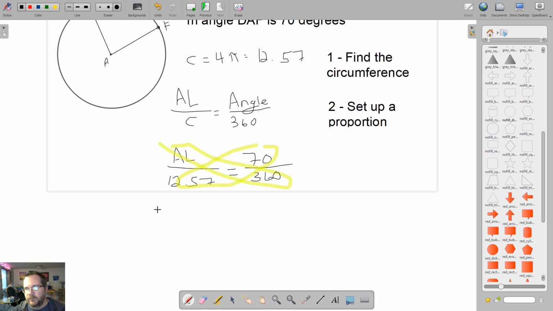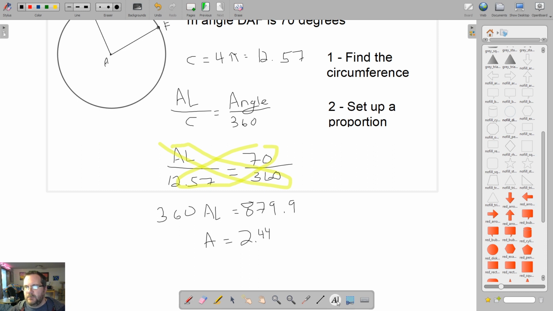So AL times 360 is 360 times AL. And you can use just X or Y or whatever variable you want to use. And on the other side, 12.57 times 70 is 879.9. From here, divide both sides by 360 to solve for the arc length. And the arc length in this case is equal to 2.44. So there we go. That's the main thing.